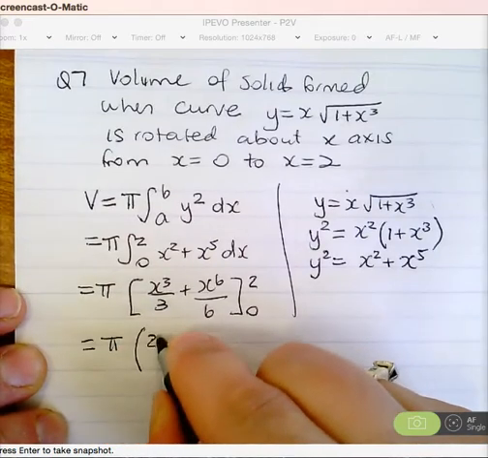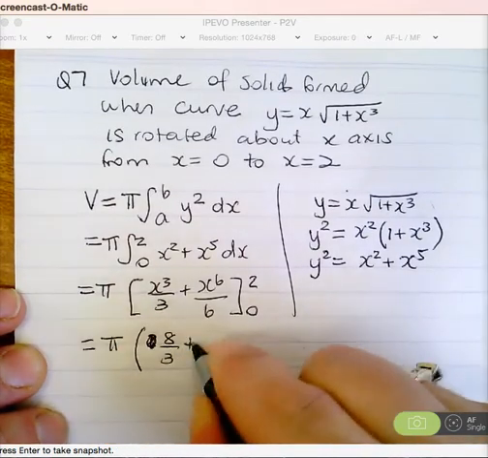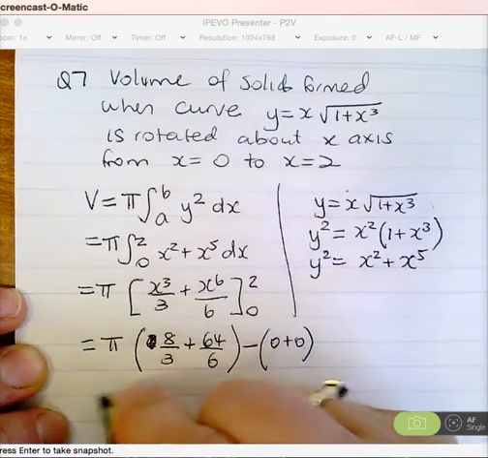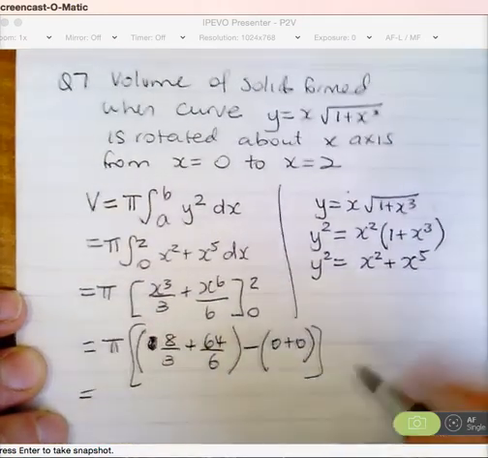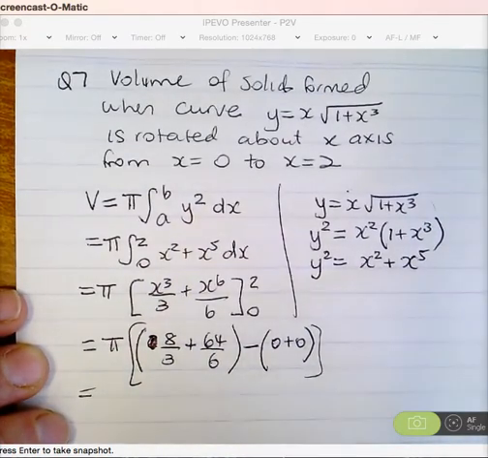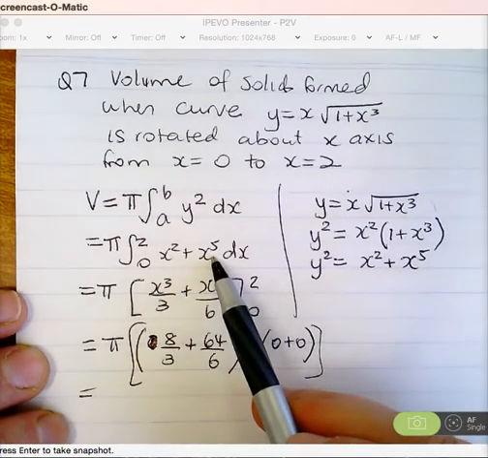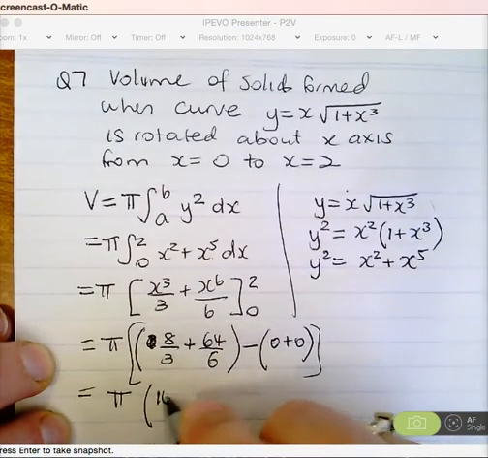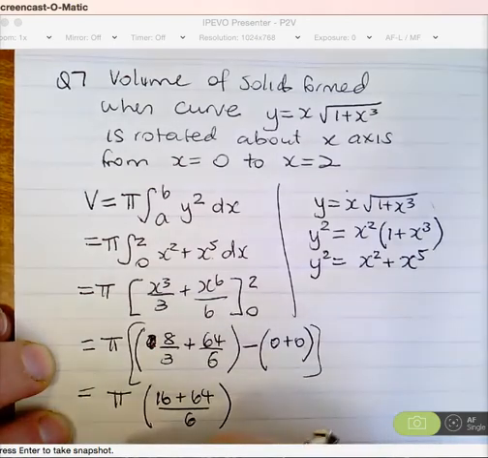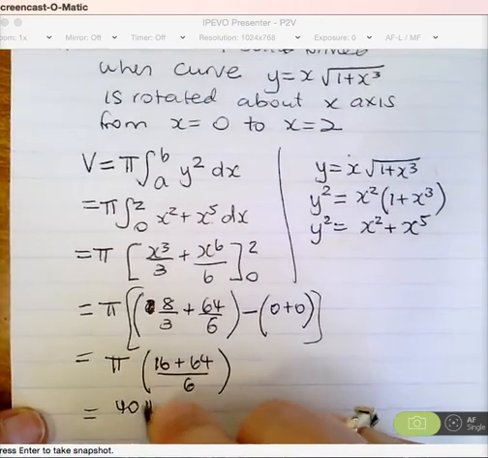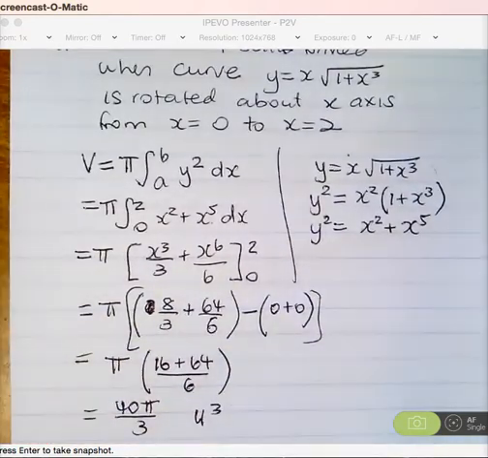Pi, 2 to the 3, what's that? 8 on 3 plus 64 on 6 minus 0 plus 0. x6 on 6. What do you mean? It was an x to the 5. It becomes x6 on 6. I'd go common denominator of 6. That's 16 plus 64 on 6. What's that? 80 on 6, 40 on 3, 40 pi on 3 units cubed. Right. Next question.